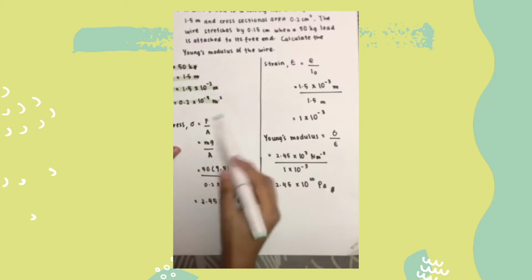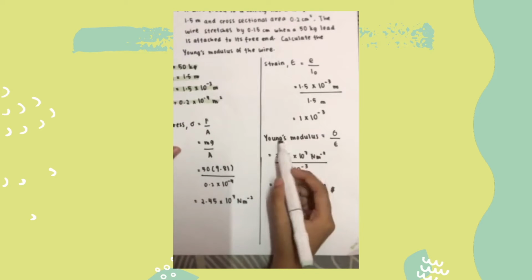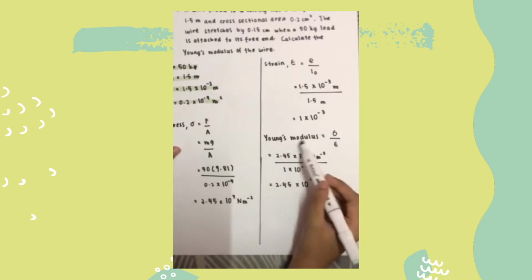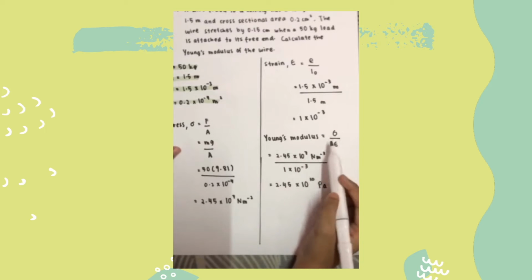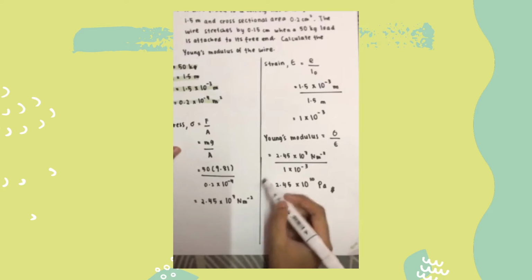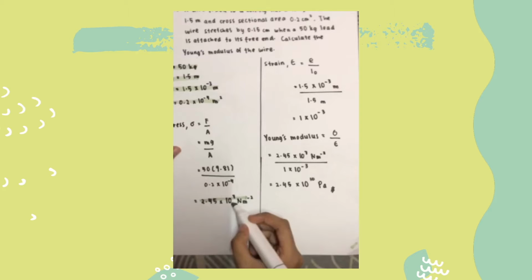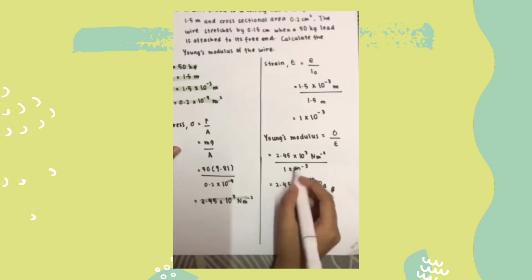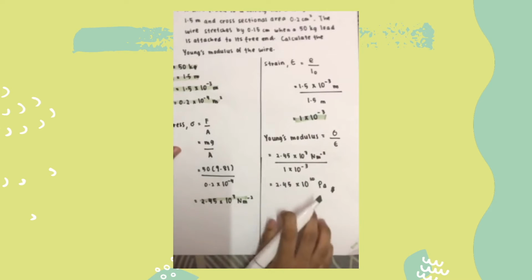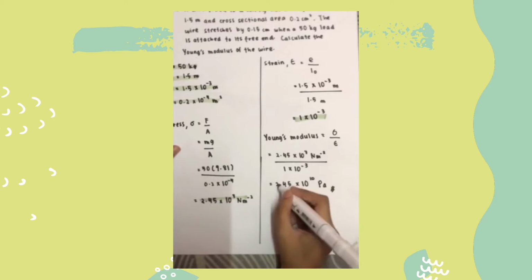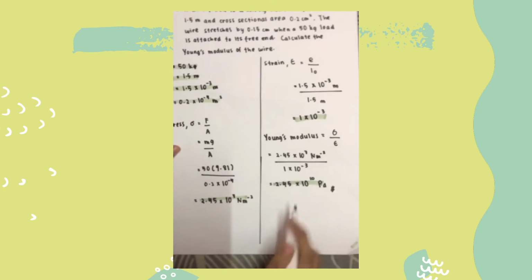After we get the stress and strain, we include them in the Young modulus formula, which is Young modulus equals stress over strain. So 2.5 times 10 to the power of 7 divided by 1 times 10 to the negative 3, then we get the final answer, which is 2.5 times 10.